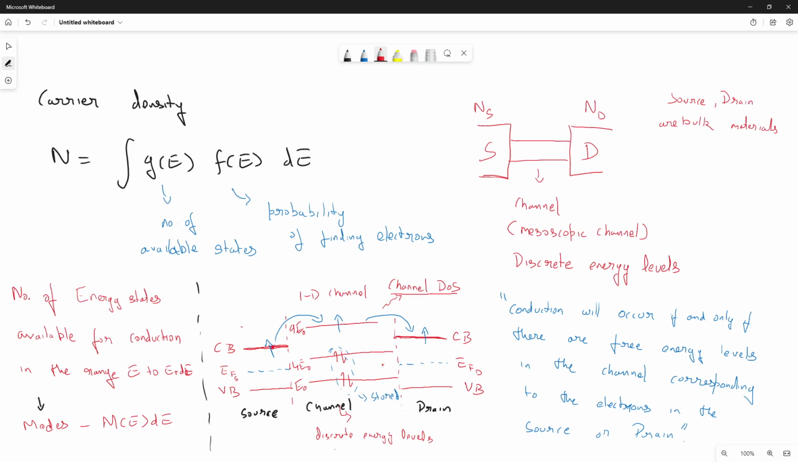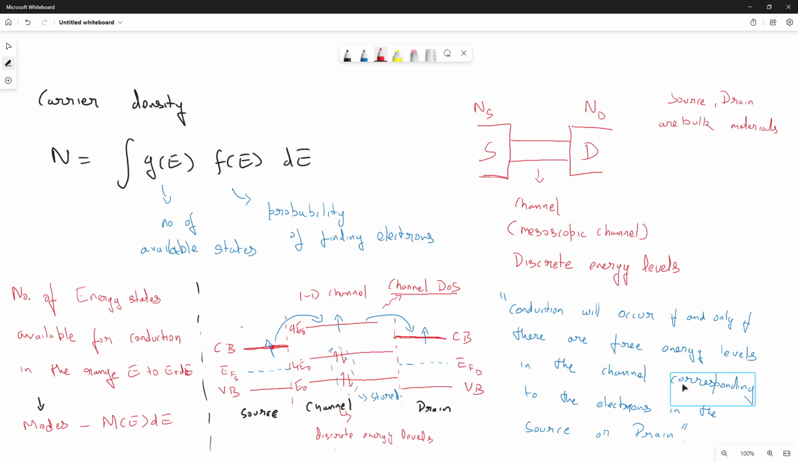Sir, source and drain region align. Their Fermi level is the same. Yes, exactly, correct. So in equilibrium, the Fermi levels are aligned. This is something we observe in macroscopic devices. You will find out in the lectures that even for mesoscopic devices, this is true. However, in the case of macroscopic devices, we will find that the Fermi level of the source, the drain, and the channel are all aligned.